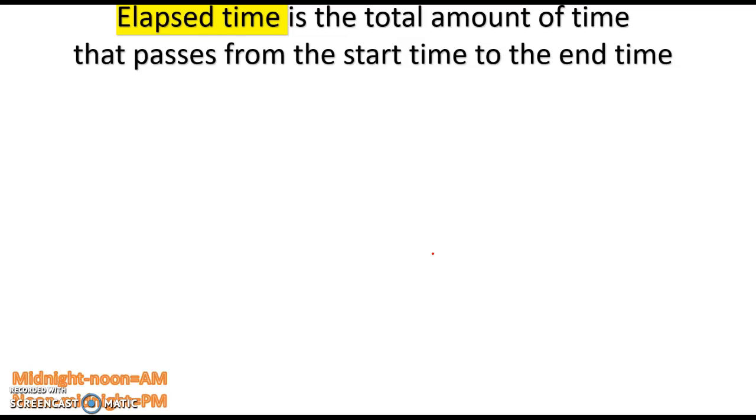Something I want you to keep in mind. Midnight to noon is AM. Noon to midnight is PM. So I like to think of AM as my morning, and I like to think of PM as my afternoon and evening. So midnight is when we start AM, and then noon, 12 o'clock in the afternoon, is when we start PM.